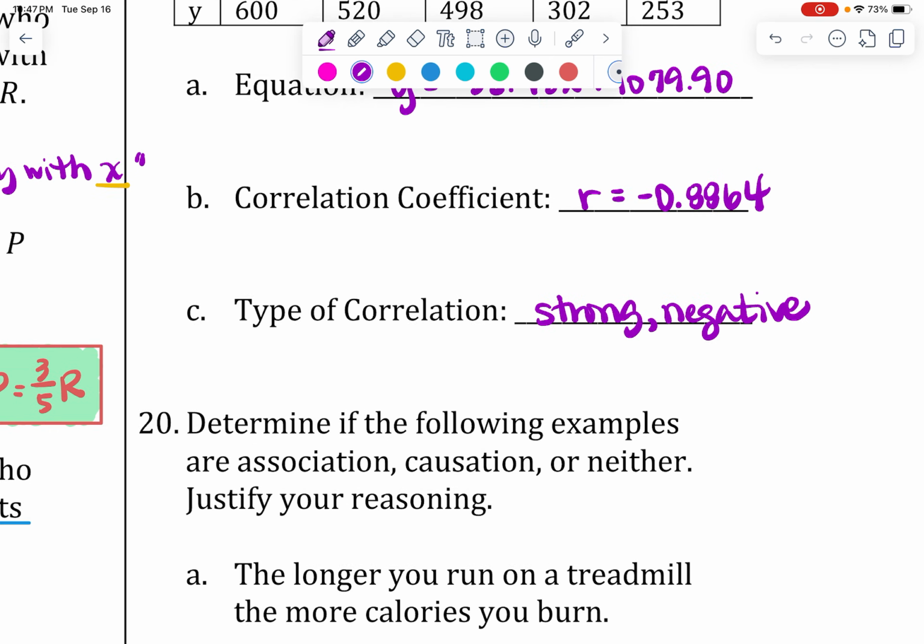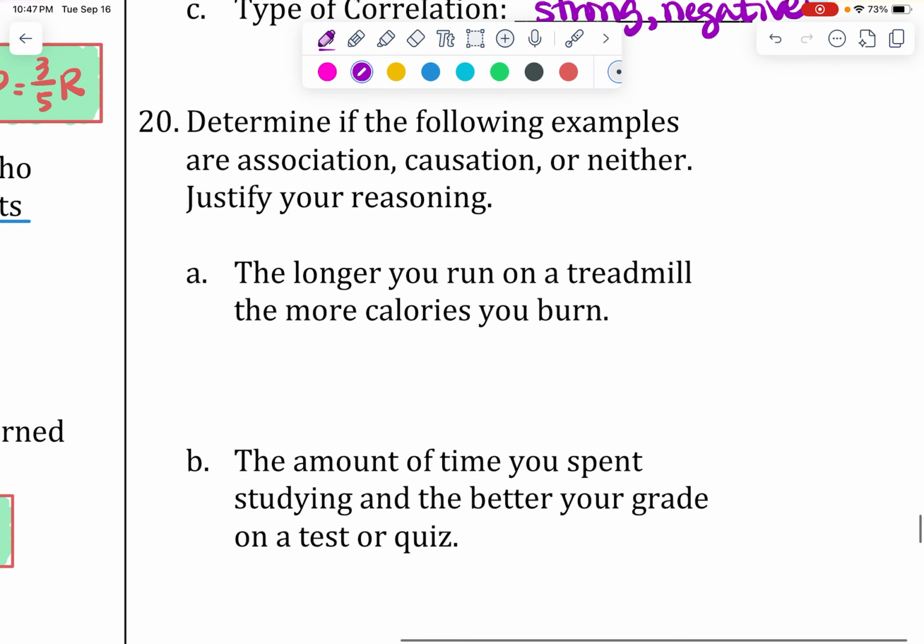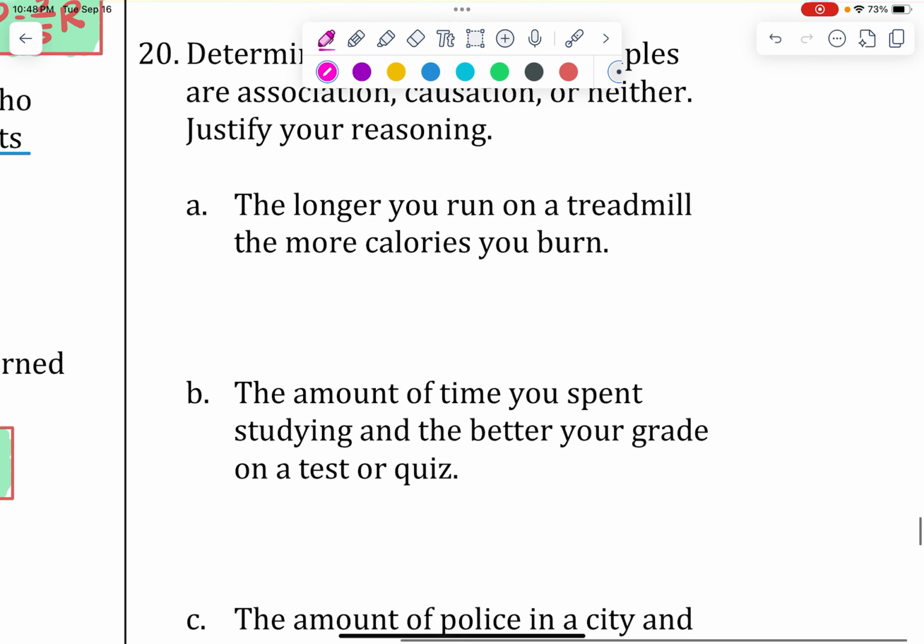All right. Talking about association versus causation. All right. So the longer you run on a treadmill, the more calories you burn. Okay. Well, if you are in fact running the whole time, then yeah, the more you run, the more calories you're going to burn. Right. So this is causation. It does say justify your reasoning. So please make sure you do that.